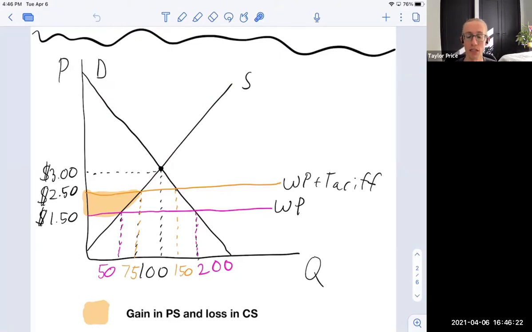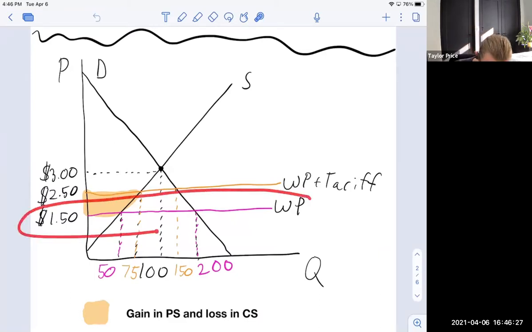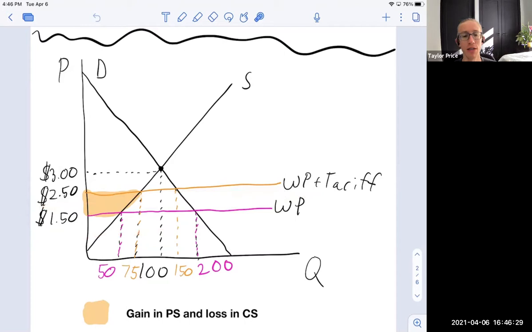So moving down now to the bottom, that's going to be the world price. And the world price is the price that is in the worldwide market. So that's basically the price that all countries that are open to trade are going to pay for that good. And we can see that the domestic suppliers are going to supply 50 units. Domestic consumers are going to consume 200 units. So the difference between those two numbers is going to be the amount of imports into the country.